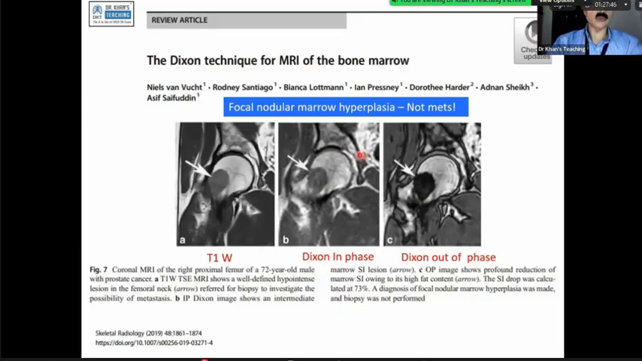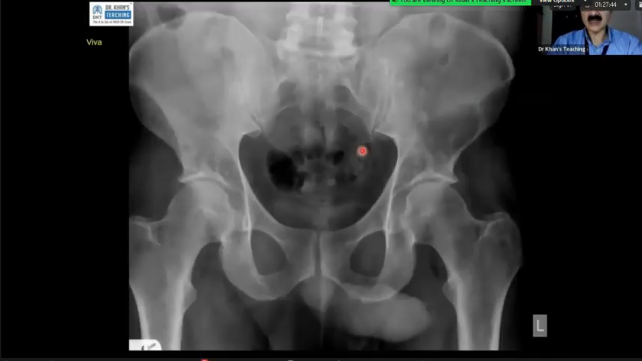So just wanted to introduce you to the Dixon technique. I do not think that in 2B anybody is going to ask you, but times are changing and they might ask you in future. But I also wanted to introduce it to you. Apply it in your day-to-day practice. It's a very good problem solver.